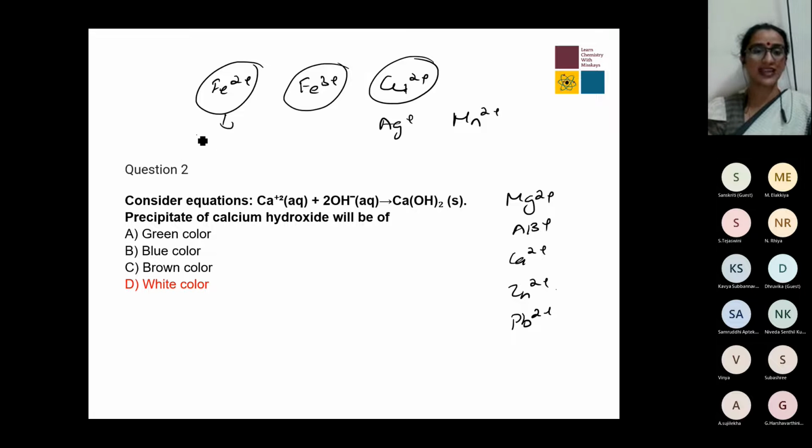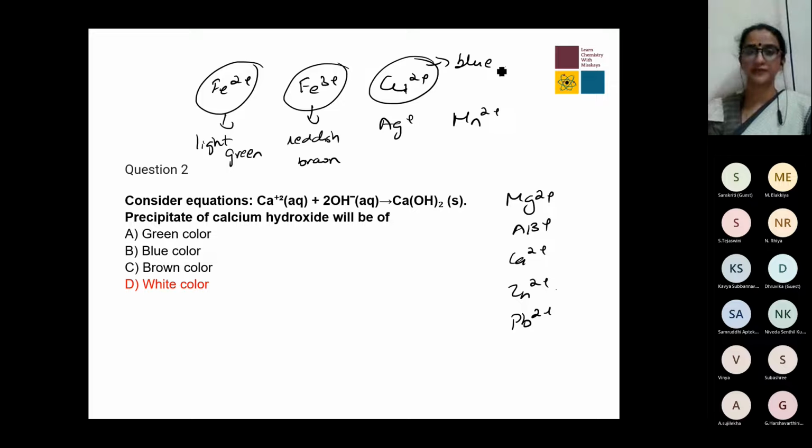Fe2+ salts form a light green precipitate or a light green salt. Fe3+ forms a reddish brown salt. And copper salts, think of copper sulfate, form a blue salt. Silver salts are generally silvery white. And manganese salts are what we call a buff color, which is kind of like a skin color. And all of these are white precipitates. So from this, we know that the answer is white.